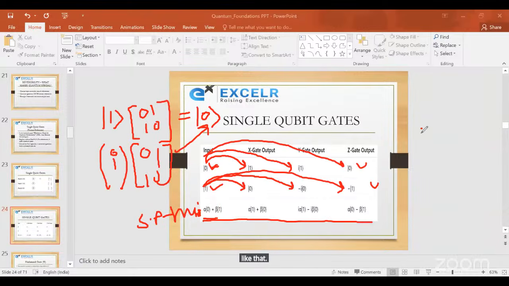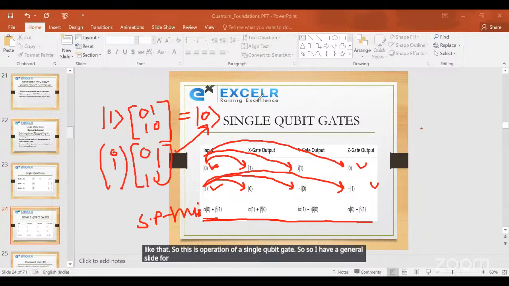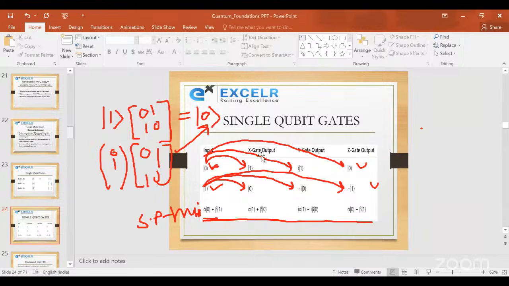So this is the operation of a single qubit gate. I have a general slide for that. One minute, let me go through.